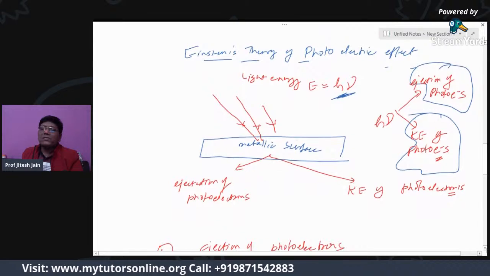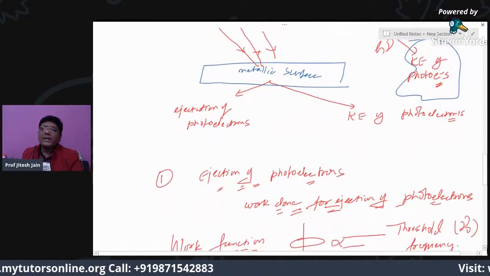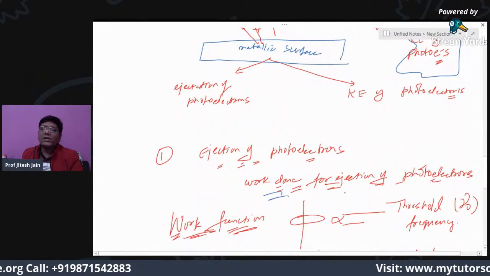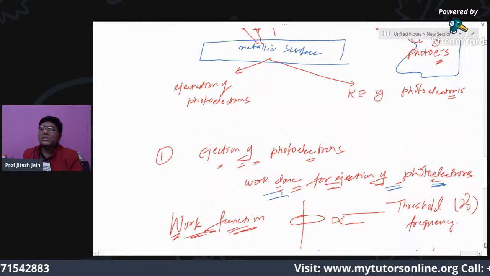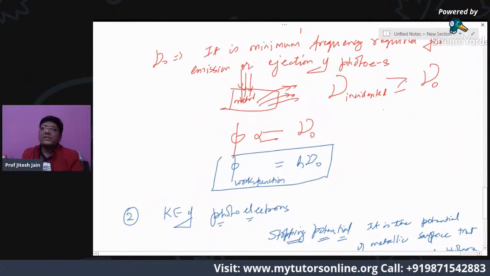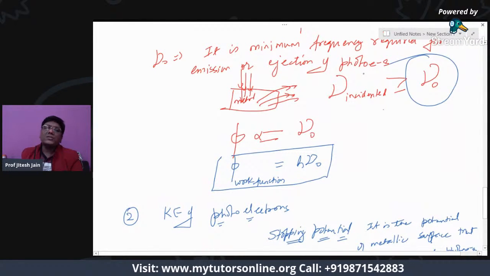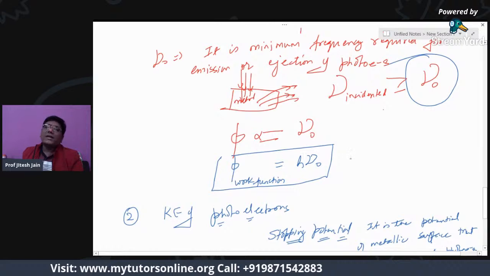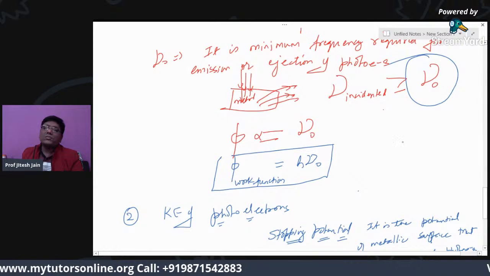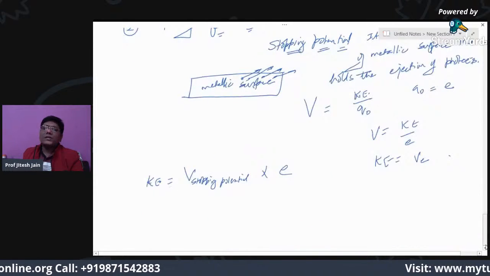Now the ejection of the photoelectrons, he explained, is basically the work done for the ejection of photoelectrons. It is the amount of energy utilized, and it depends on the frequency that is known as the threshold frequency, right? So it is equal to h nu 0, where h is the Planck constant.